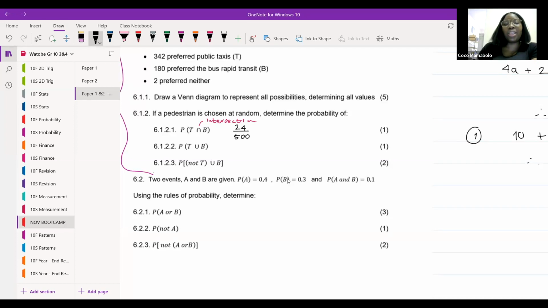Right, the probability of T union B. Union would mean everything in my circles except what's on the outside of my circles. So that's everyone but 2 people. So the probability of T union with B would be 498 over 500.